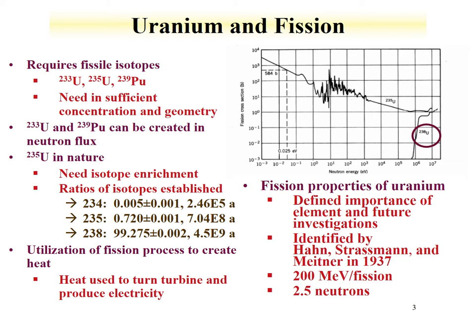And also, as we discussed in fission, the process was identified in 1937 by Hahn, Strassmann, and Meitner, and we get this 200 MeV per fission event. Compare that to alpha decay, which may go up to 10 MeV, or beta, which is just a couple MeV. We also get 2.5 neutrons on average produced for a fission of uranium-235. This means that we can develop a sustainable chain reaction when we have a fission process where one of the neutrons can come off and then fission another uranium isotope.